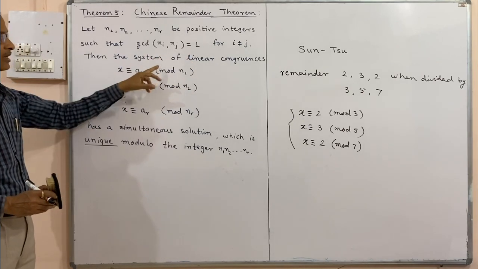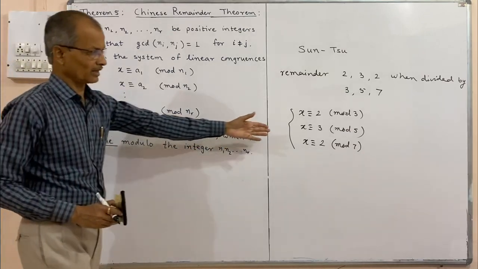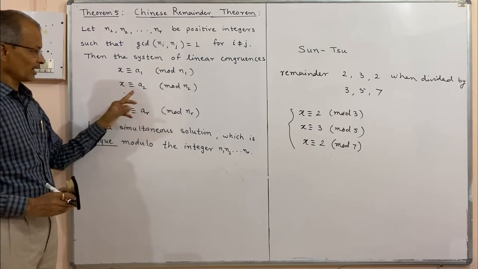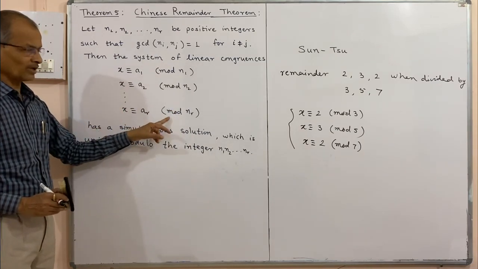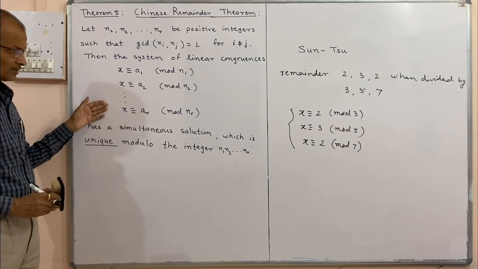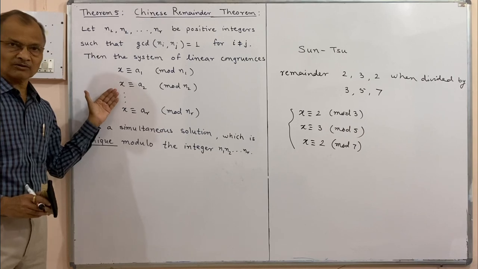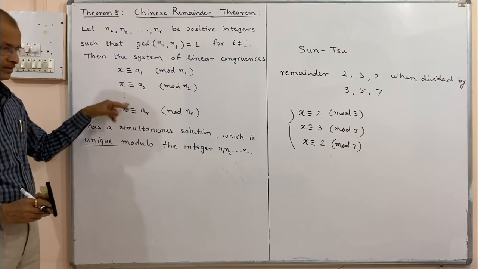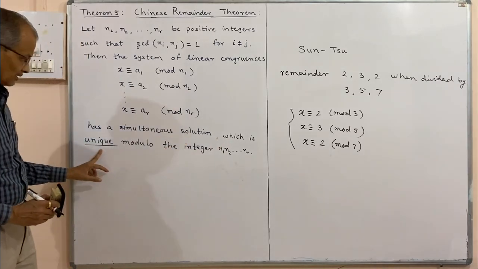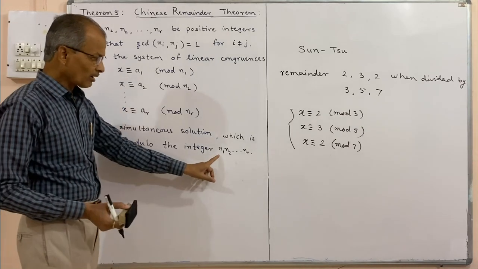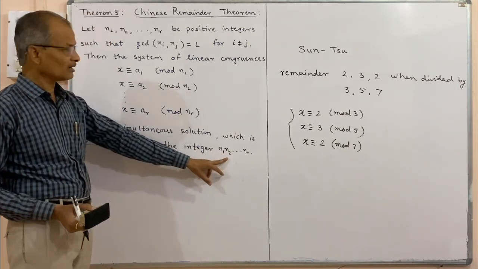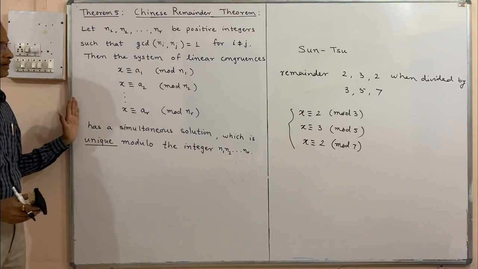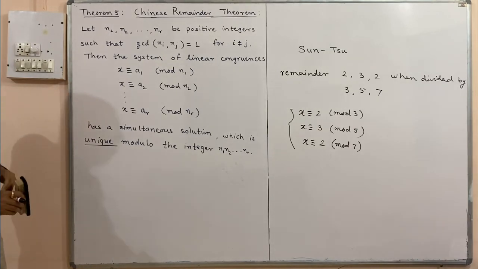Then the system of linear congruences, like this: x congruent to a1 modulo n1, x congruent to a2 modulo n2, and so on, x congruent to ar modulo nr. That means this is a system of r linear congruences. This system has a simultaneous solution which satisfies all these and which is unique modulo the integer, the product of n1, n2, up to nr. This is a single integer having the product of these factors. So this is the theorem related to linear congruences. Now we shall prove the theorem.